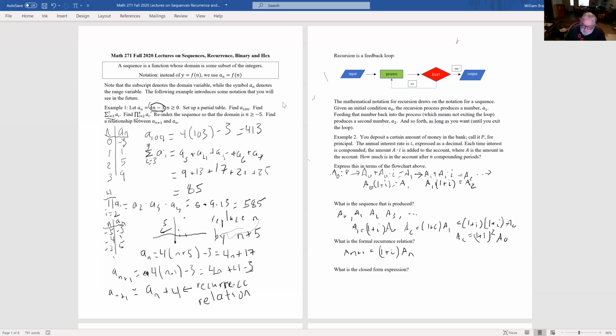A3 is just 1 plus i times A2, so A3 would be 1 plus i cubed times A0. So in general, you can get a closed form expression: An equals 1 plus i to the n times the amount that you put in. This is a closed form because the right-hand side doesn't have any A's in it. It just gives you the n. If you want to know how much you have after 100 years, you can just plug it in. If you want to know how much money you have after 100 years using the recurrence, you have to run through all 100 cases.